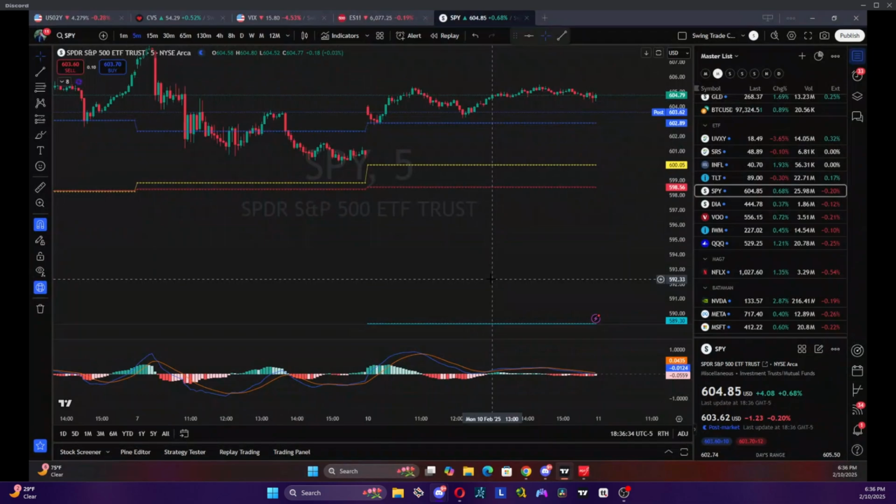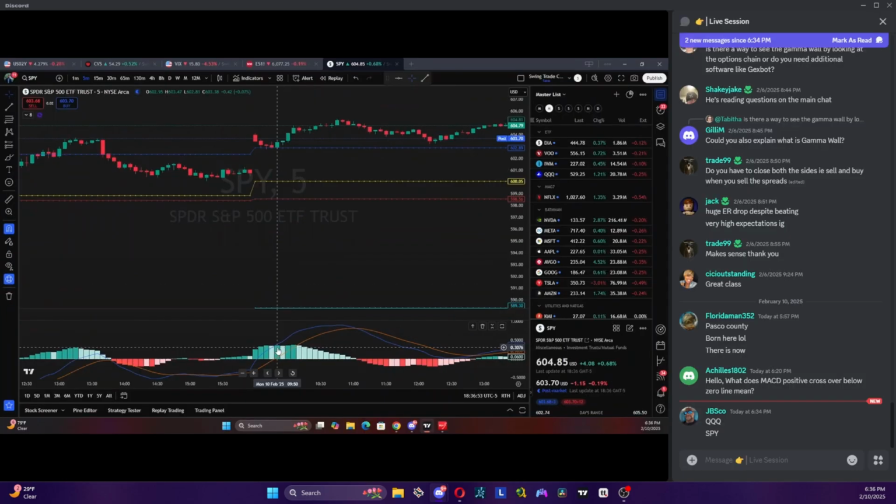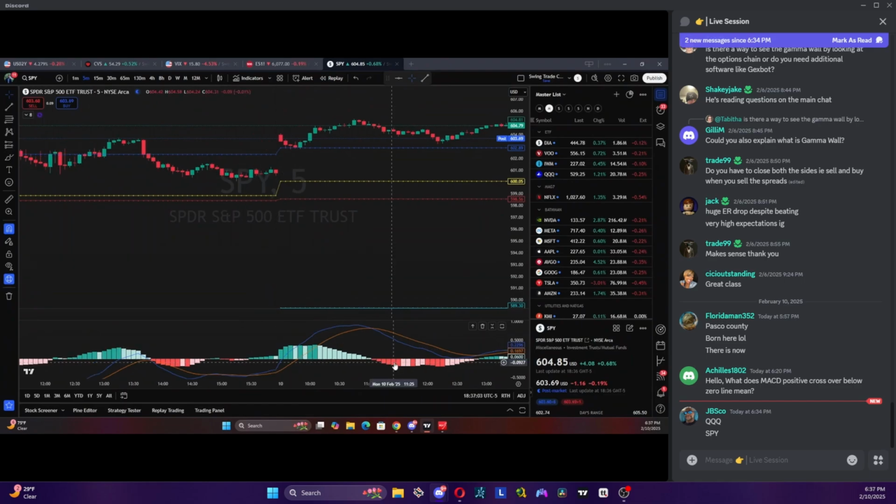So long story short, all you got to think about is these histograms are showing the distance between the MACD and the signal, and how strong the momentum is. That's all it is. Obviously, the heavier the green, the stronger the move. The weaker green, it's slowing down. Same thing with the red. The stronger the red, the more pressure to the downside. The weaker the red, or in this case pink, means that the sell-off pressure is slowing down.